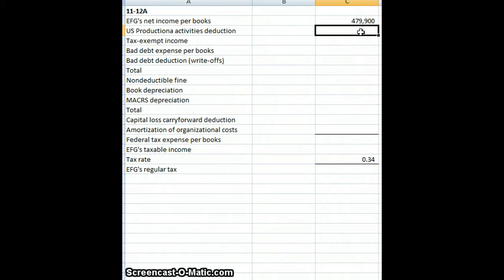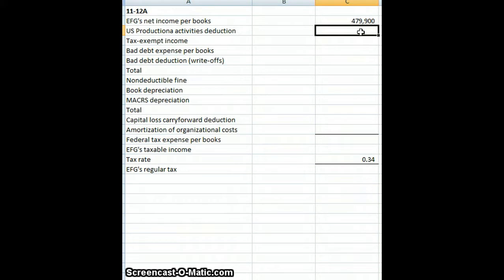On page 314 of our book, it talks about the reduced tax burden on domestic manufacturers. So we have a domestic production activities deduction equal to a percentage of the lesser of the corporation's income from qualified activity or its taxable income before the deduction. And the amount of deduction for any taxable year cannot exceed 50% of total compensation that the corporation pays to its U.S. workforce. For 2010 and later, that percent is 9%.